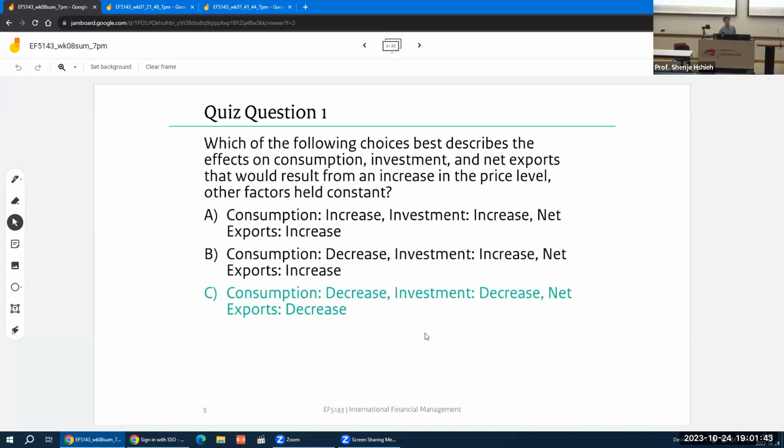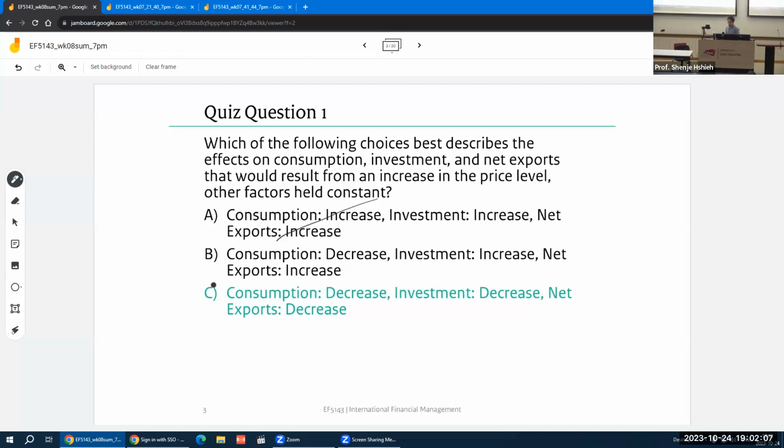So for consumption, we know that as you increase prices, that's going to decrease your ability to consume your disposable income, and therefore you have to consume less as a result of higher prices, right? So just given the choices we have here, A is definitely wrong because it says increase. So B and C are the only other candidates. And so let's move on.